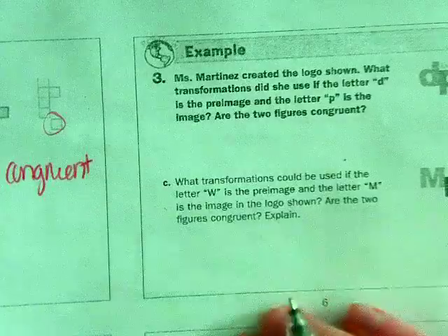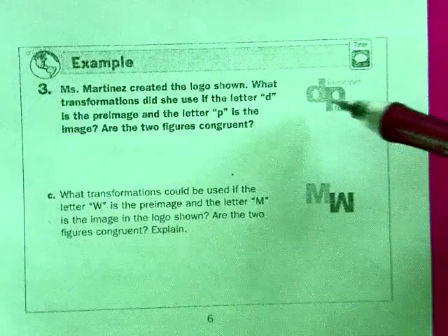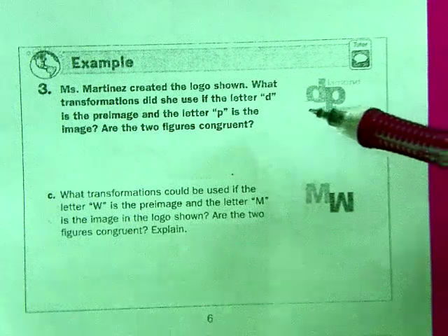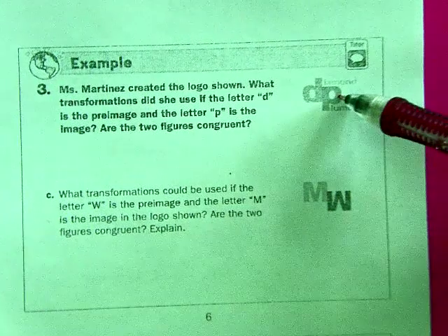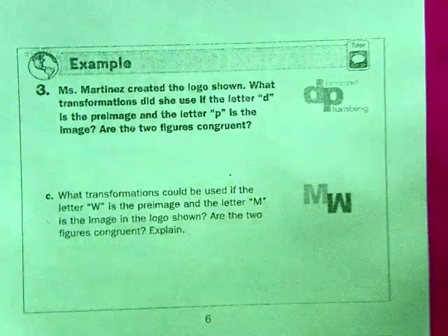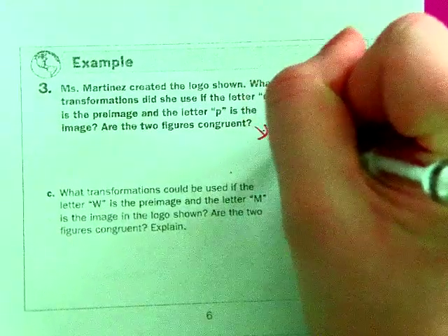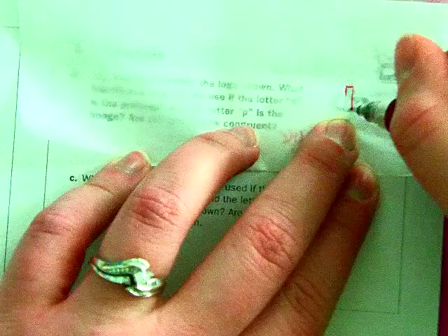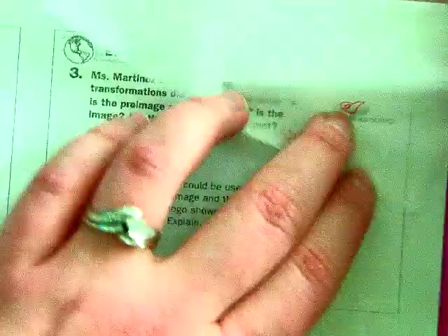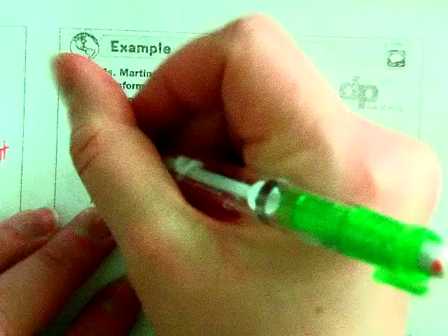A few more things along these lines. Ms. Martinez created the logo shown. What transformation did she use if the letter D is the preimage and P is the image? Are the two congruent? They look the same size and same shape. Yes, they look congruent. What types of transformations would she use? Looks like she probably rotated this D and we got P. So I would say she used a rotation.